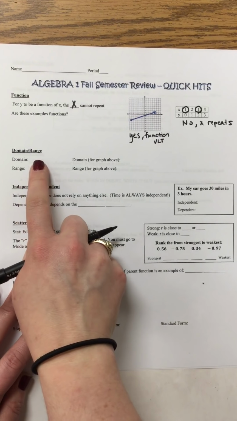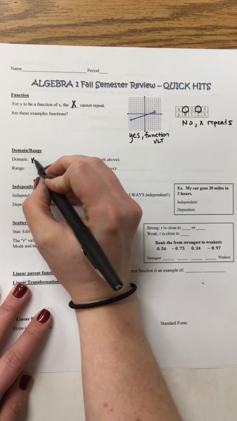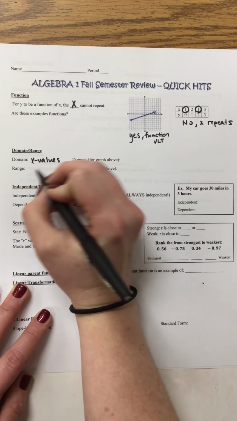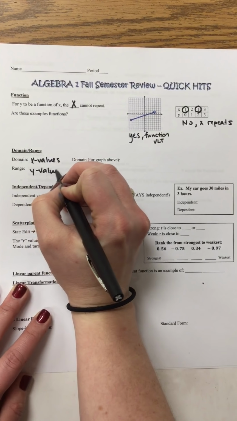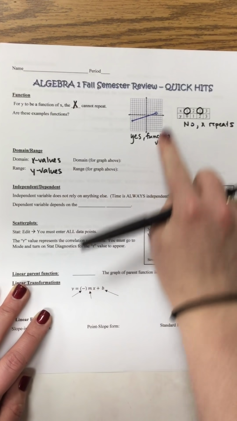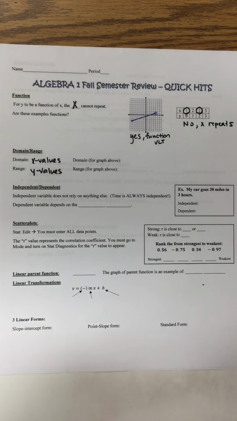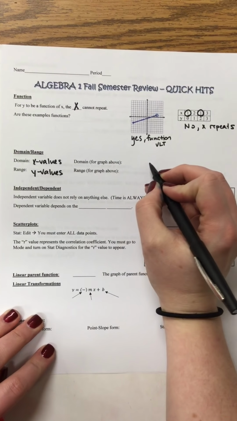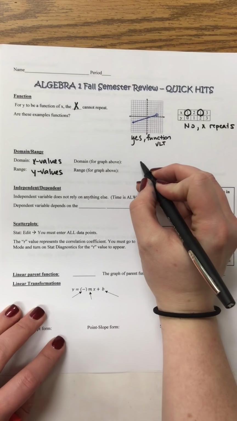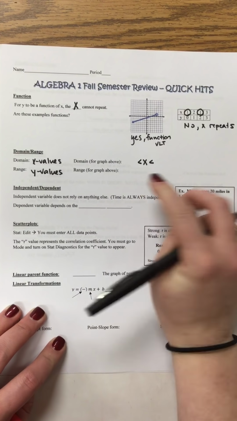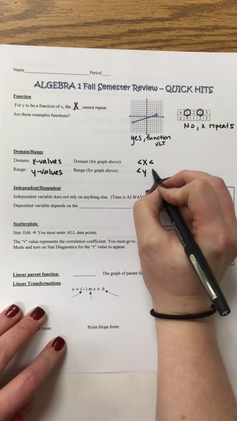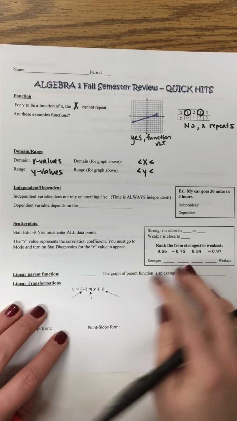Then we moved on to domain and range. Domain was specifically our x values. Range was our y values. Let's practice with this graph that we did up here. So this was what we called a continuous graph. So when we did our domain, it was going to be less than x, less than something. And then for range, it was also going to have y's.